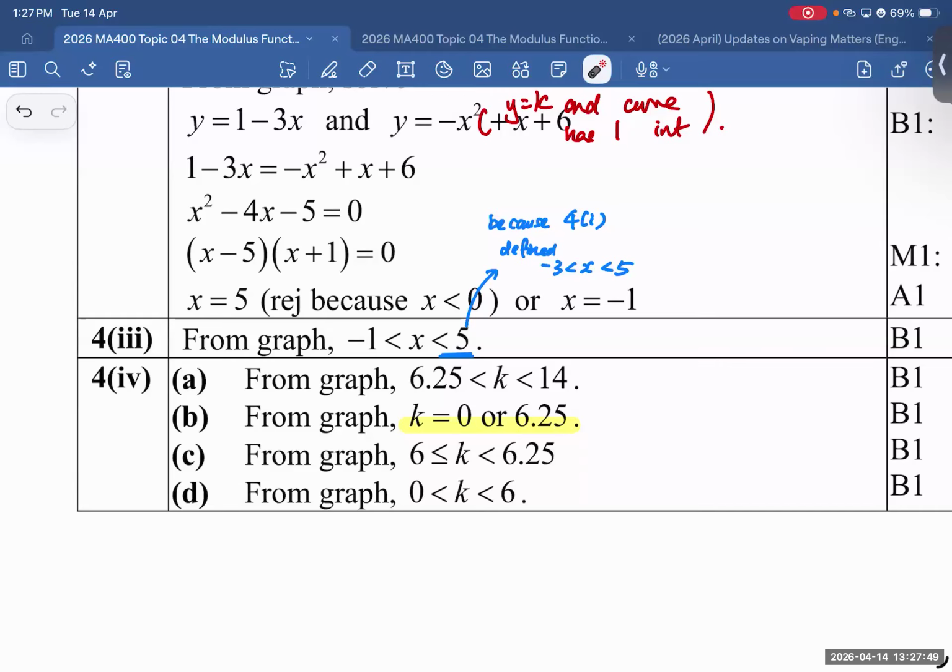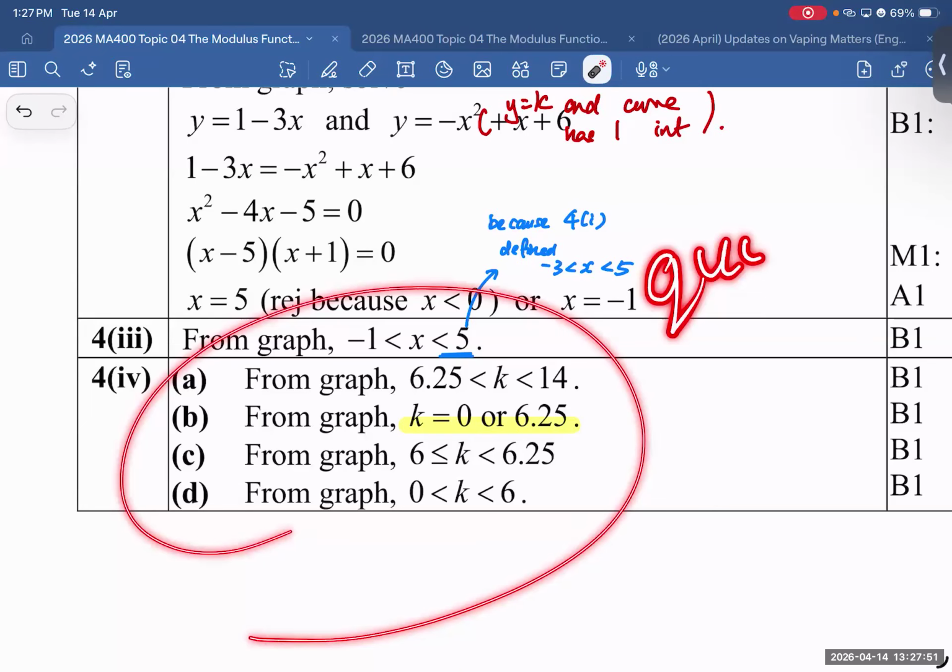This question is quite tricky. So if you can do it, good. Yeah, it's really about the fundamental understanding of using a horizontal line, y equals k. I hope you all took away the learning point.